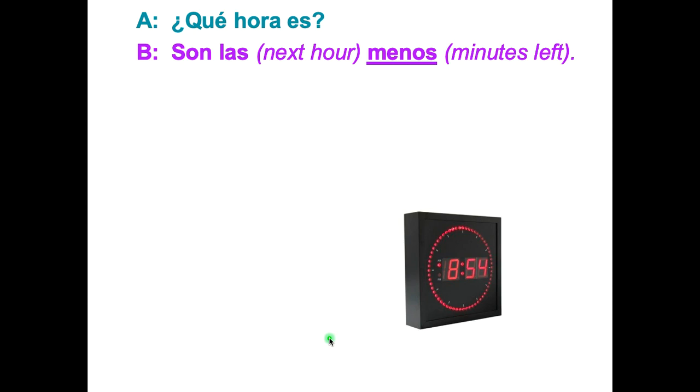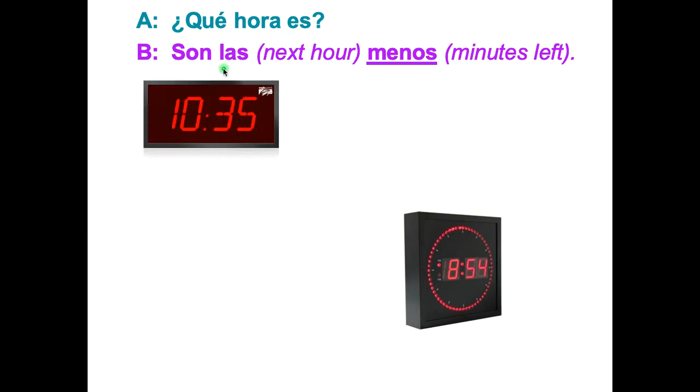Yep, it's time for you to practice. So again, the question is, ¿qué hora es? Same question. So look on your clock on the paper. So if the long hand was at 35, you could see there that it's menos 25. So what's the next hour? The next hour is 11. And then we say menos, and then we say 25. Okay? So therefore, we say "son las 11 menos 25."